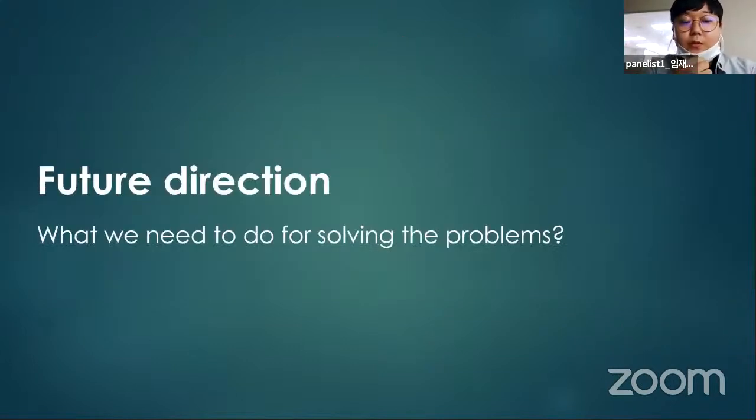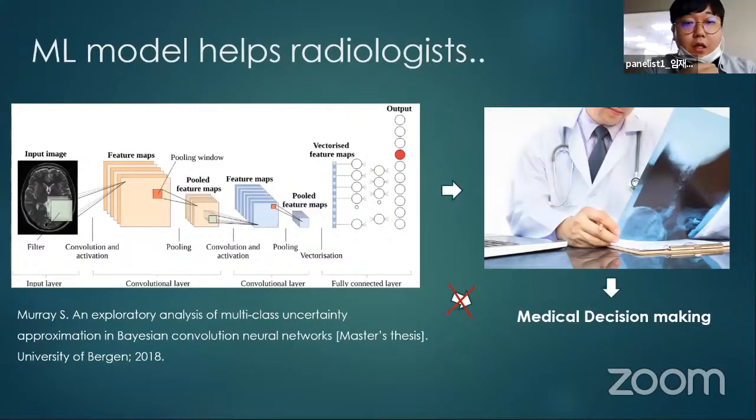So for solving the problems of deep learning applications in MR imaging, what can we do in future studies? Firstly, for solving the real-world medical decision-making problem, I suggest that we can change the purpose of DL models from direct decision-making or prediction to helping radiologists by providing useful information to let them make better medical decisions.